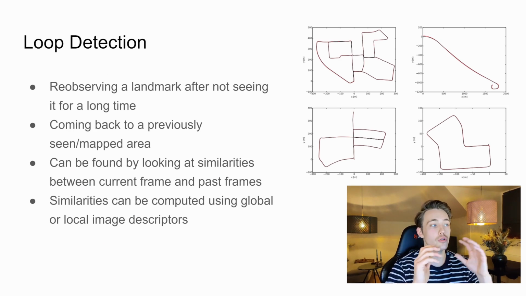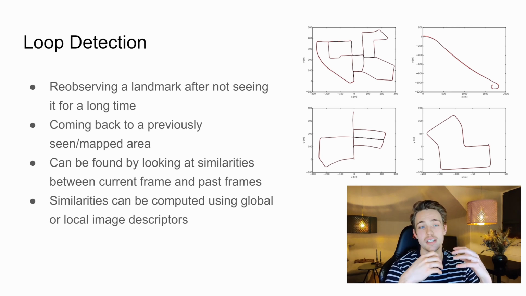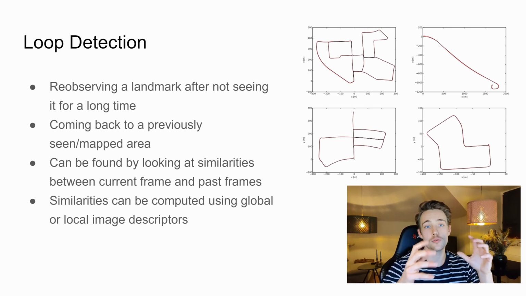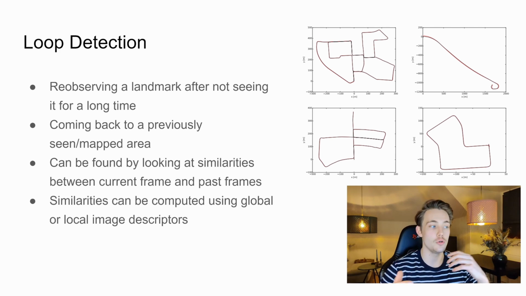So here we can do loop detection in a few different ways. For example, if we're re-observing a landmark after not seeing it for a long time, or if we see a couple of different landmarks, we can say we are now at the same place where we have been before, and then we have detected a loop. We can go back, do global optimization, and refine all the poses in that loop that we have driven. We can also, if we're coming back to previously seen or mapped areas, get matches with features that we have seen before. That is also a loop.